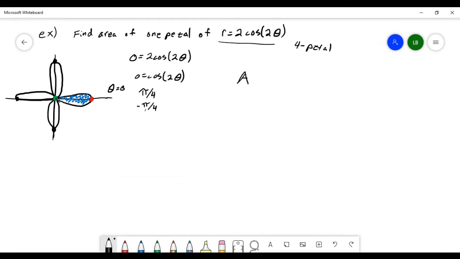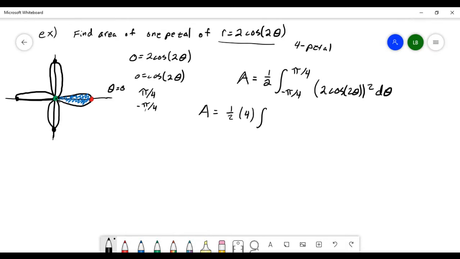All right, so now we can set up our area. Remember, it's one half integral from our starting angle, negative pi over 4, to positive pi over 4, of 2 cosine 2 theta squared. Then we would have one half times 4, from negative pi over 4 to positive pi over 4. I got this 4 by moving out the 2 squared, and then you would have cosine squared 2 theta.